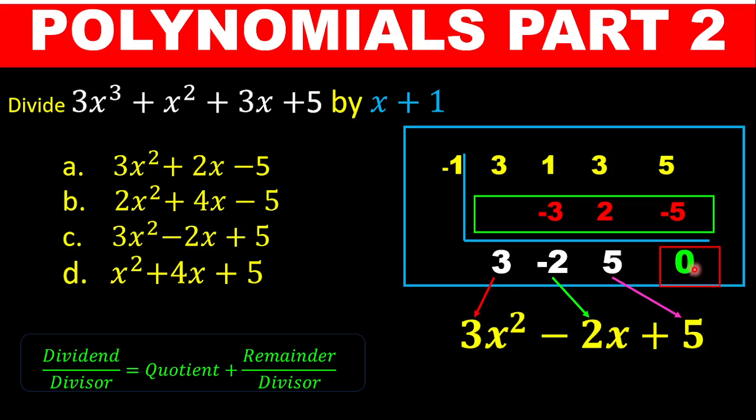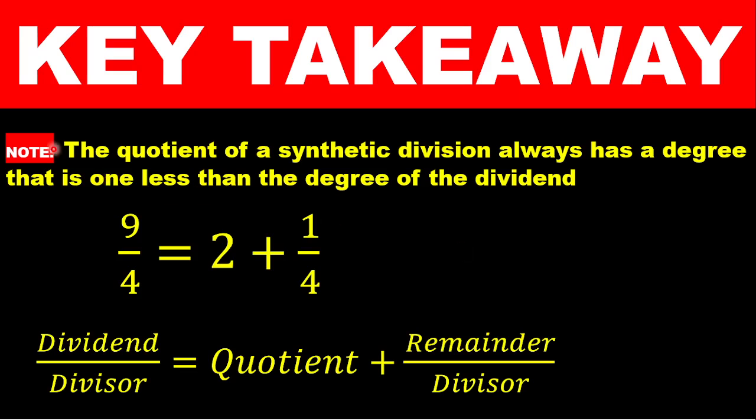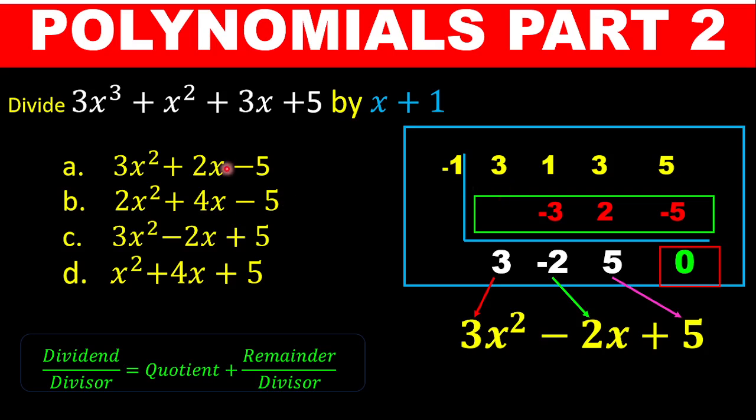Now, how do we go by it? Remember, we said earlier that the coefficients of a synthetic division answer always have a degree that is 1 less than the degree of the dividend. Remember, the dividend is the question. So here the highest degree is x cubed. And then when we come to the answer, the coefficients must have a degree that is 1 less than this. So if the highest is 3, obviously 1 less than that is going to be 2.